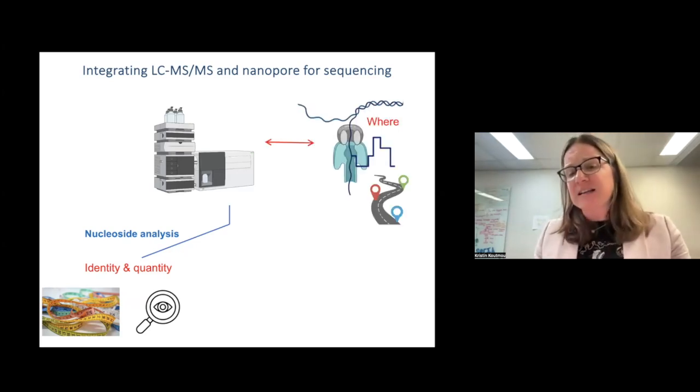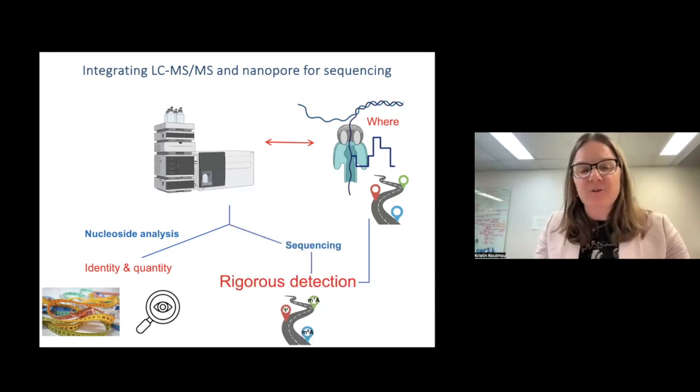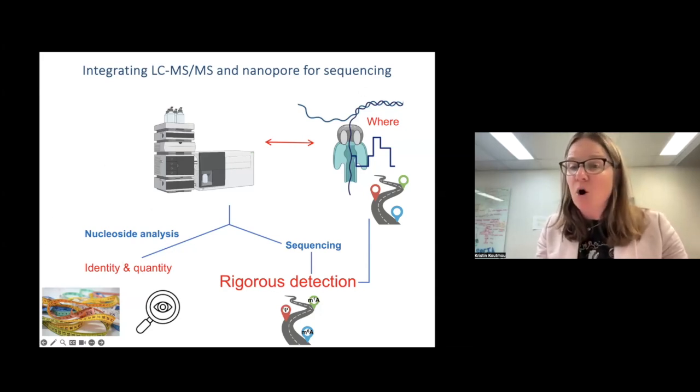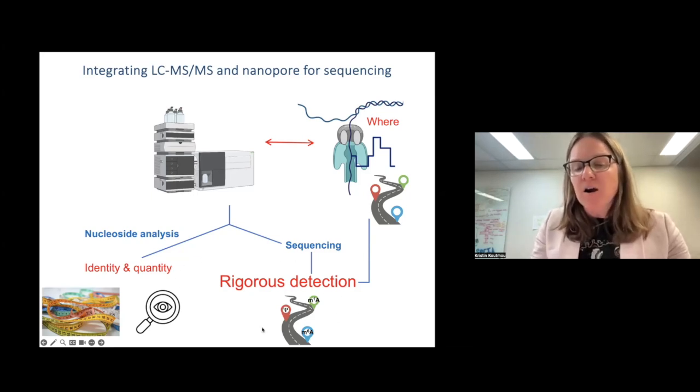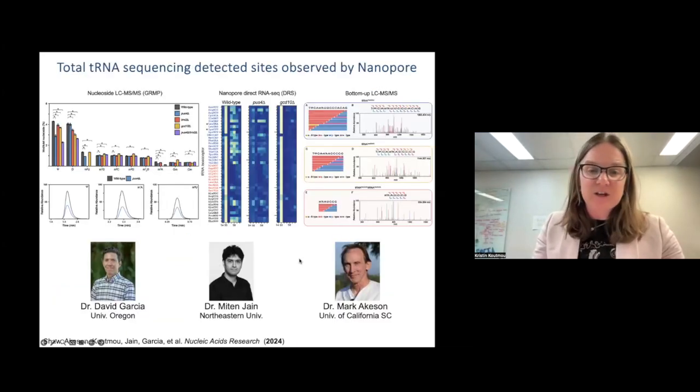We're then conducting nanopore sequencing experiments, which allow us not to see what's in a sample, but to see where a modification might be in a sample. We're then combining the information from our nucleoside analysis, where we know what's possible and we know where modifications can be, to help inform our analyses of our mass spectrometry data in order to rigorously and reproducibly detect specific modifications.